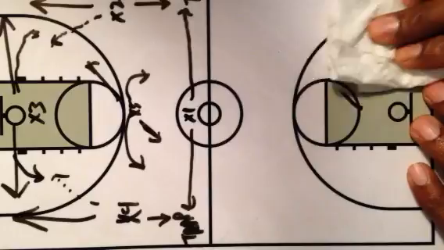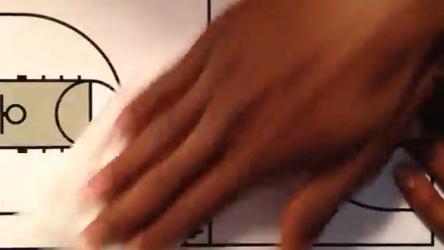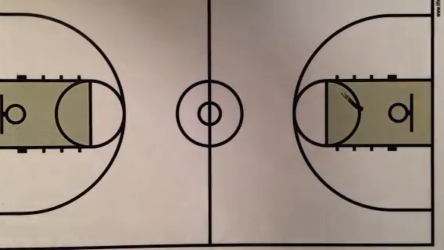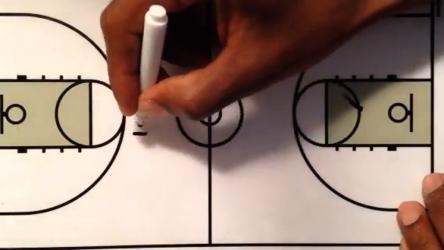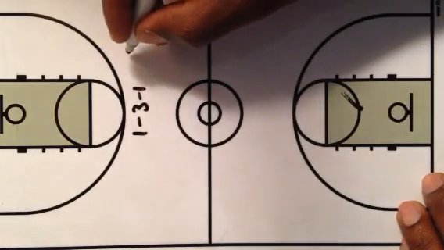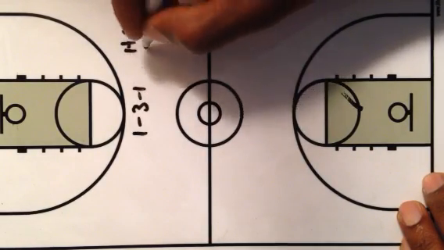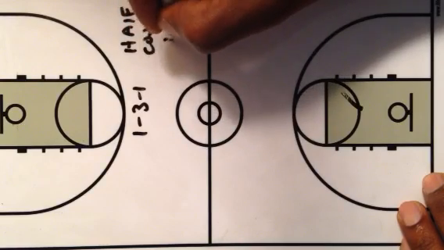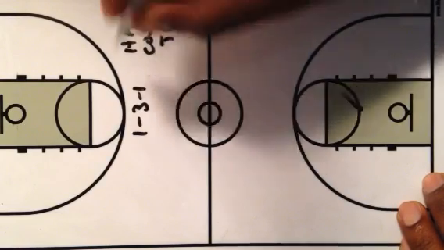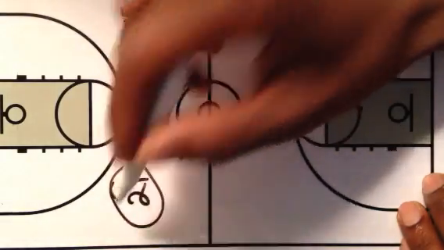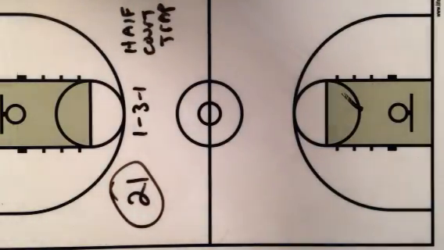Great play. I hope that all made sense, guys. Again, if you have any questions, you can always ask. 1-3-1 half court trap. And again, when the coaches call out, this is what we will say: 21, 21, 21, 21, letting the defense know that, guys, we're getting ready to set up in a 1-3-1 half court trap.